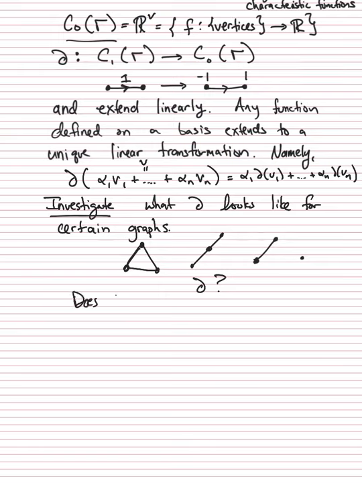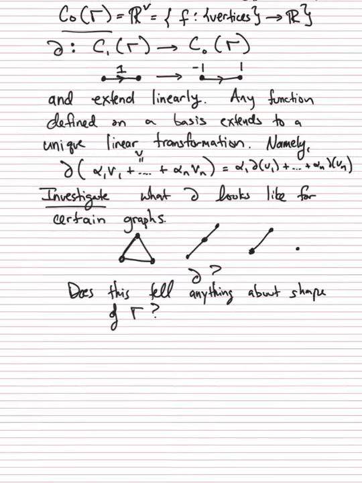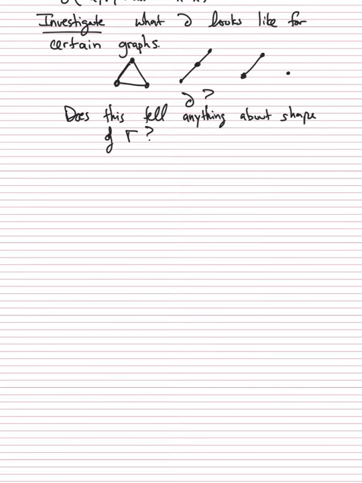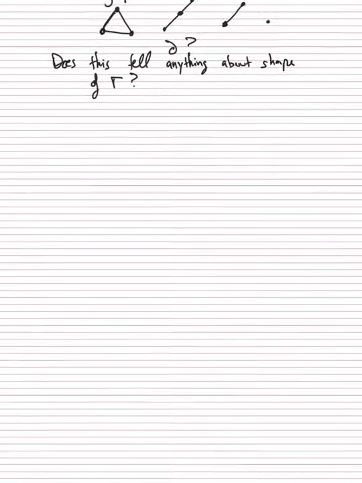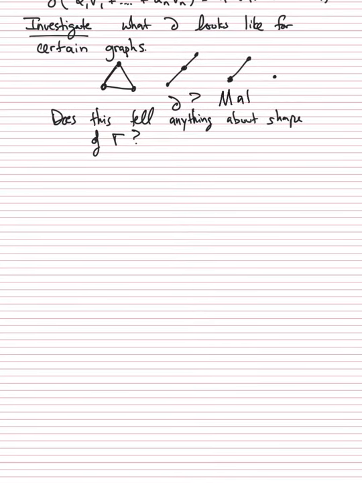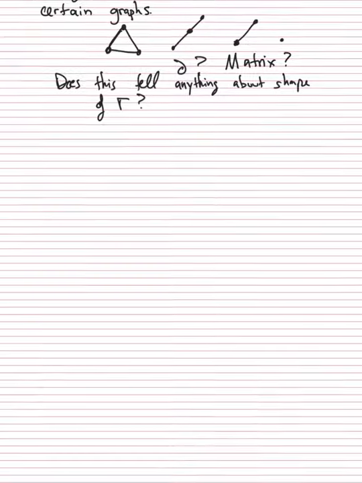And then does this tell anything about the shape of gamma? Okay? So we'll see it does, but it's good to just work it out on your own, to guess what's going to happen. Okay? So let's see. Oh, and maybe I should say, what is the matrix? This is what I really want, because we have a standard basis.